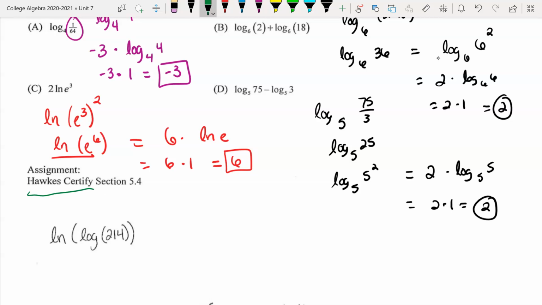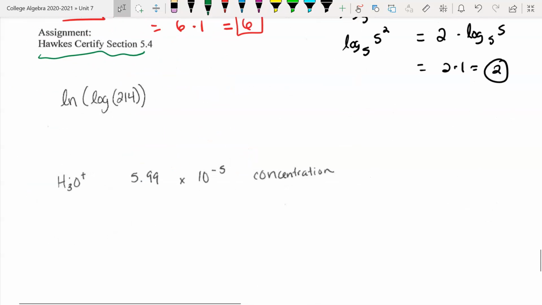And your homework's going to be Hawks Certified 5.4, but before you get into that, I want to talk about a few problems. This one you're just going to use a calculator on. So I would type in log of 214 and then natural log of that. So I'm going to say log 214, type it into your calculator. And then you're going to say natural log of your answer. And you should get 0.846.